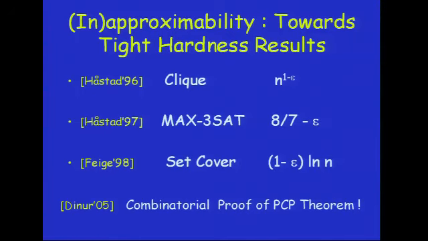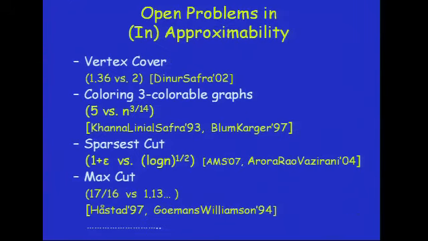Well, other than hardness results, there are many more exciting results in this area. For instance, in 2005, Dinur obtained a very nice combinatorial proof of the PCP theorem. The original one was using algebraic techniques. But still, there are many problems for which the approximability status is open. So here are some of the central open problems.